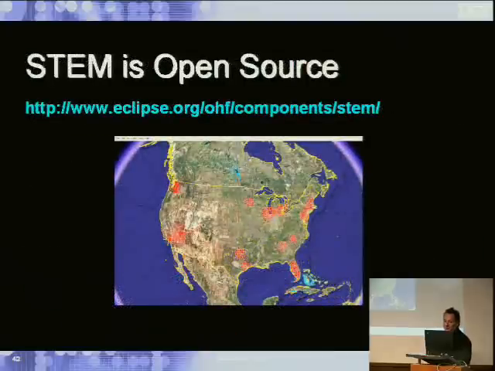STEM is open source. Anyone can download it and use it for free. There's no cost. You can contribute back to it if you want to. And its home is at eclipse.org. If you just go to Google and you type OHF space STEM or Eclipse space STEM, you'll find it. Right now, it's a subcomponent of the OHF project, the Open Healthcare Framework project at Eclipse. It's soon going to graduate to be a top-level Eclipse project.